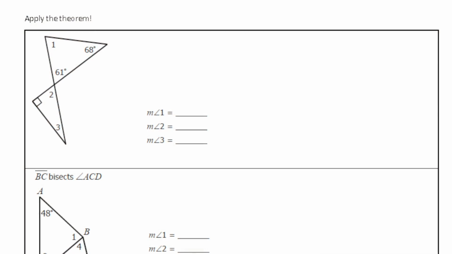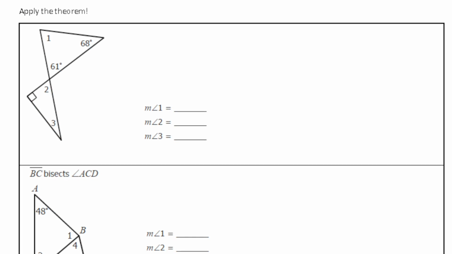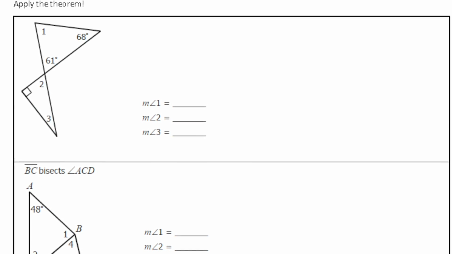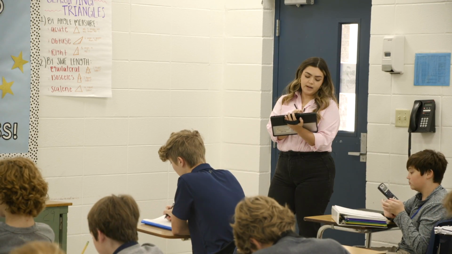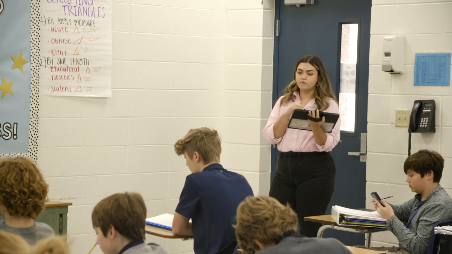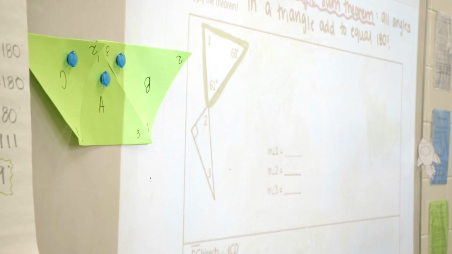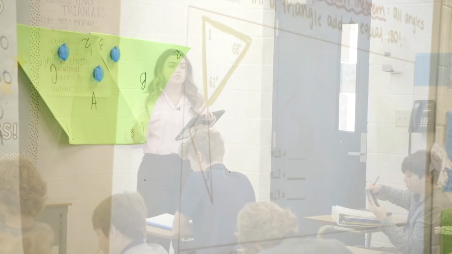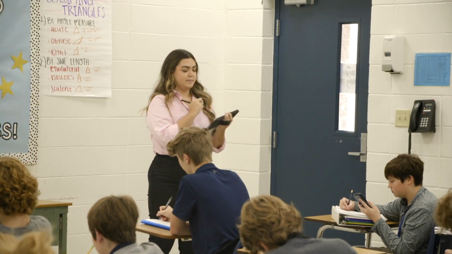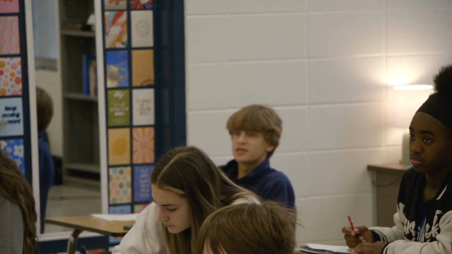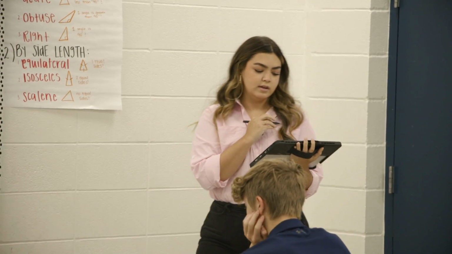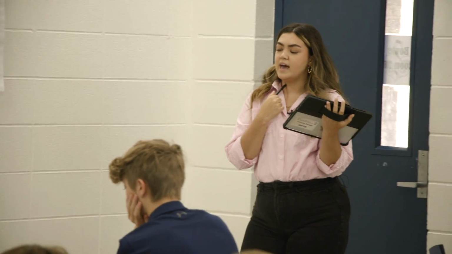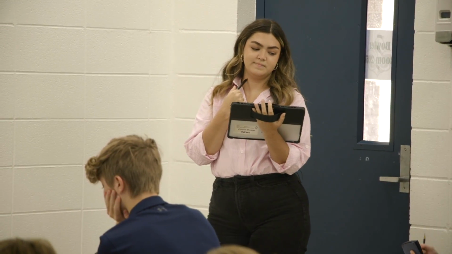For this application problem, I have two different triangles, and I'm asked to find the measures of 1, 2, and 3. So I'm going to do my first triangle, the one on the top, because I only have one angle that I need to solve for here. If I know that these three add to equal 180, how can I set up an equation to solve for angle 1? What you got, Tim? You could do 180 equals 61 plus 68 plus x. So we can make angle 1 equal to x, yeah? And then go ahead and give me x. What will x equal?